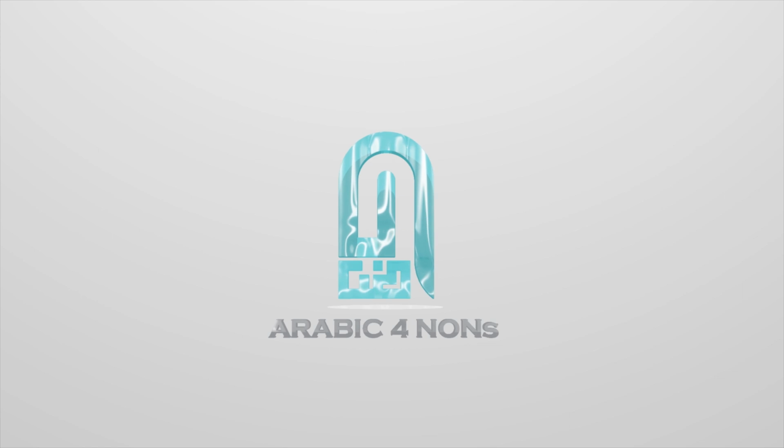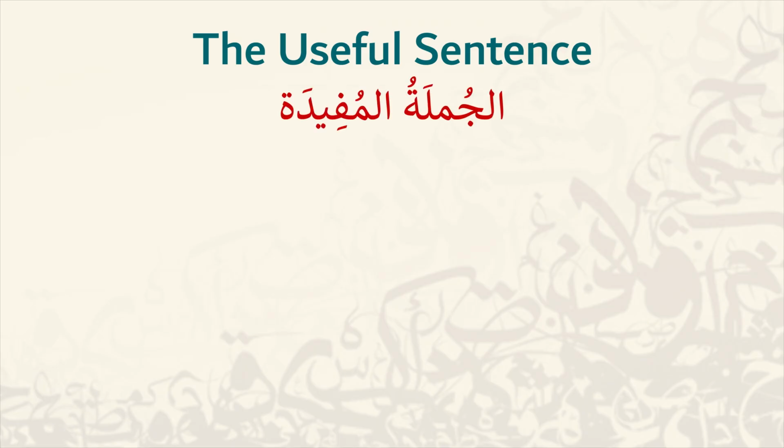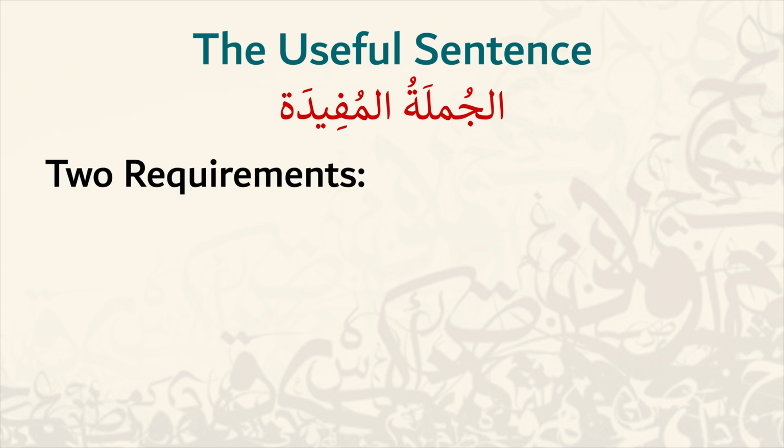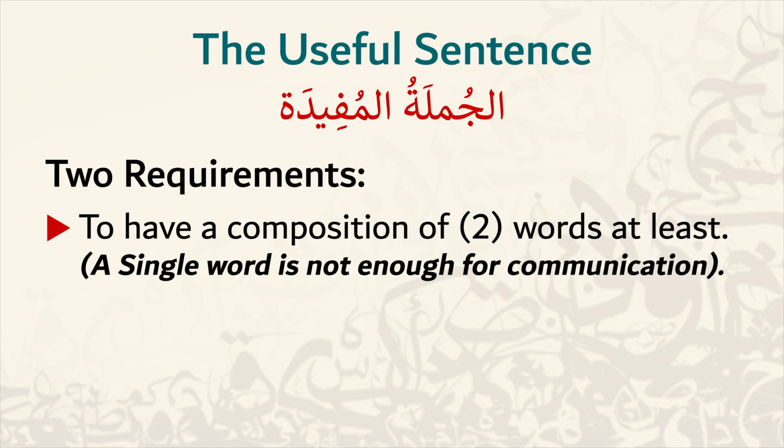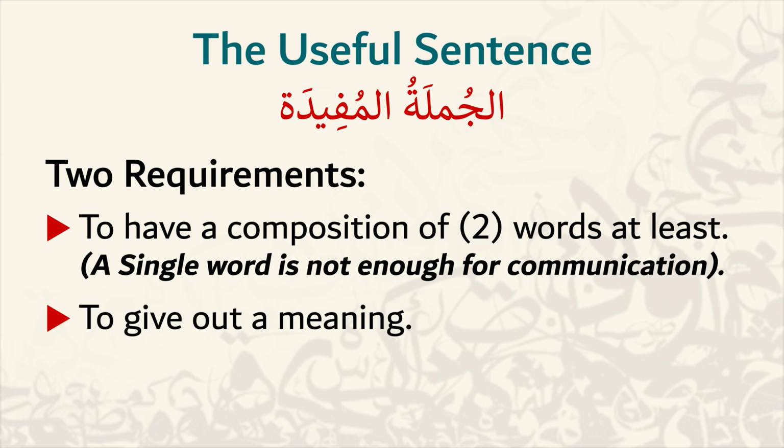Before getting into types of sentences, I would like to introduce the concept of the useful sentence, الجملة المفيدة. For a sentence to be useful, there are two requirements. To have a composition of words, which means two words or two articulations at least. Why? Because a single word is not enough to express a meaning. And second, to give out a meaning.